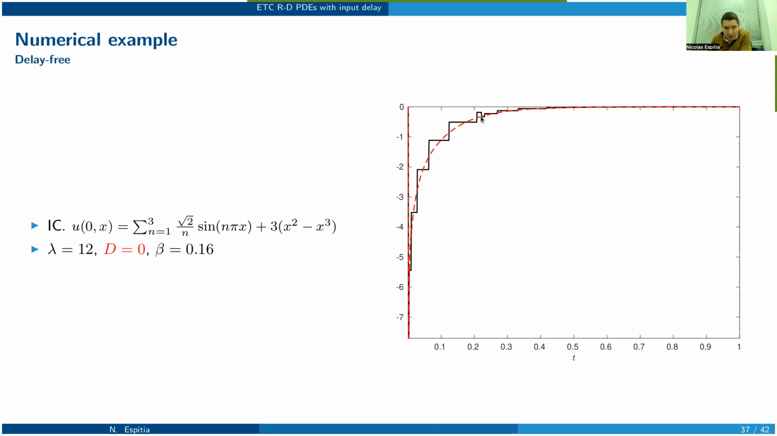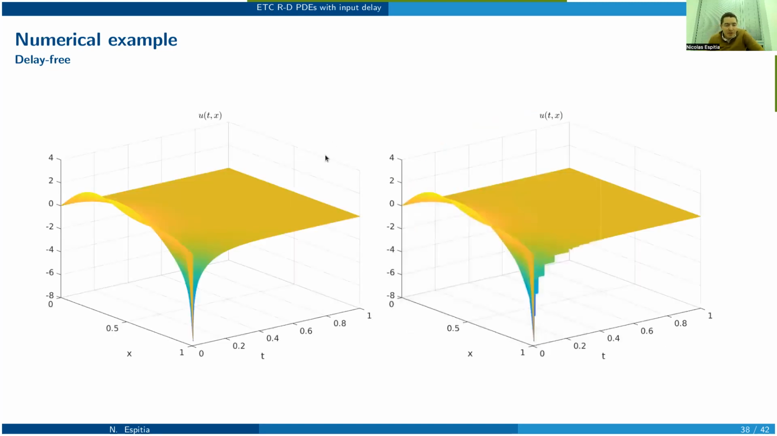So here on the right, in red, we have the continuous time controller, and in black we have the event triggered one, which we can see is updated aperiodically according to the event triggering condition. And here we have the numerical solutions of the reaction diffusion PDE, using the continuous time controller, and here using the event triggered control.